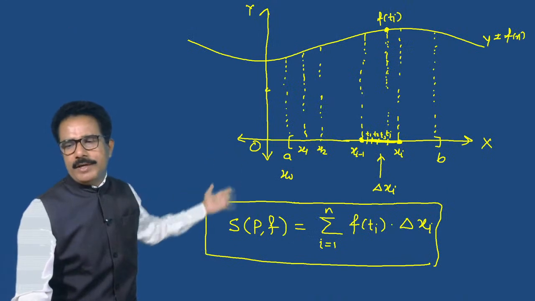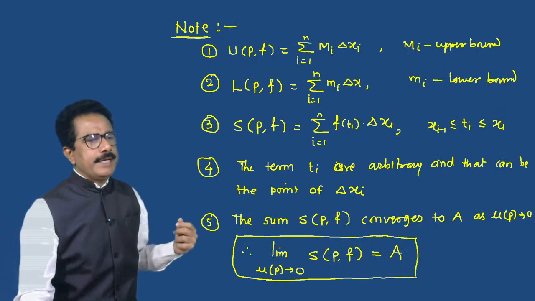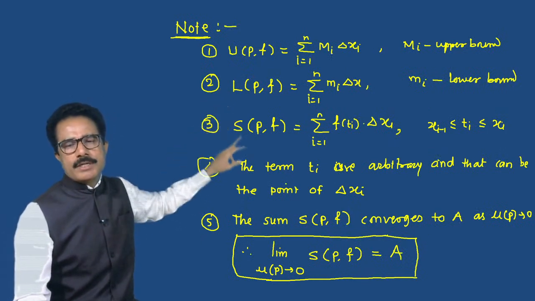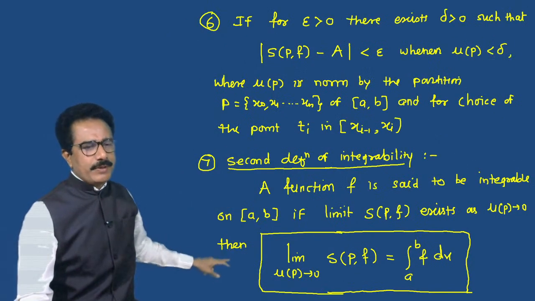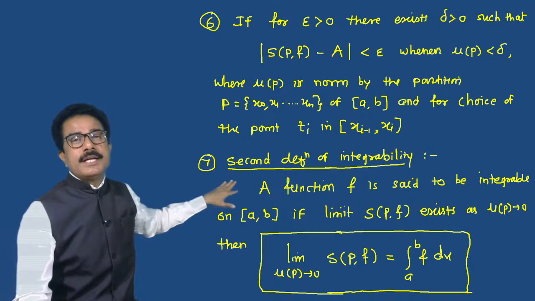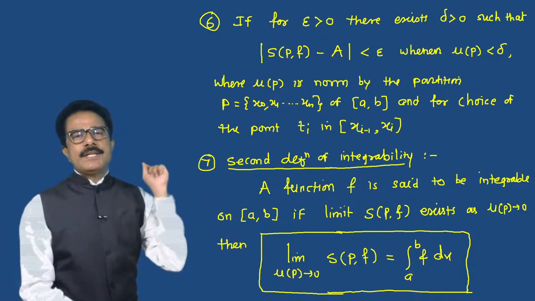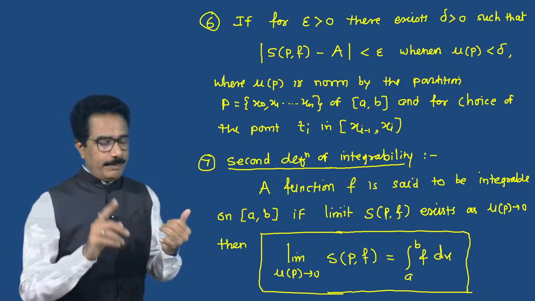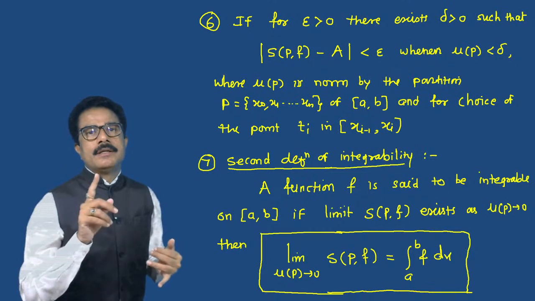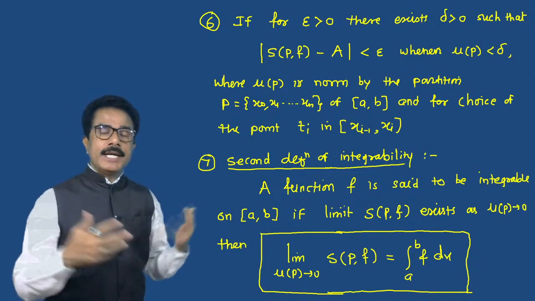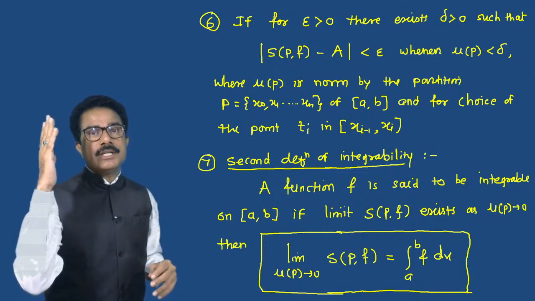So already I have expressed this concept in detail. See here, this is the upper sum, this is the lower sum, this is the Riemann sum. These are the concepts we have already seen. Also we have seen the first definition of integrability, which depends totally on the lower sum and upper sum, L of p comma f and U of p comma f. This is also called the Darboux condition of integrability.